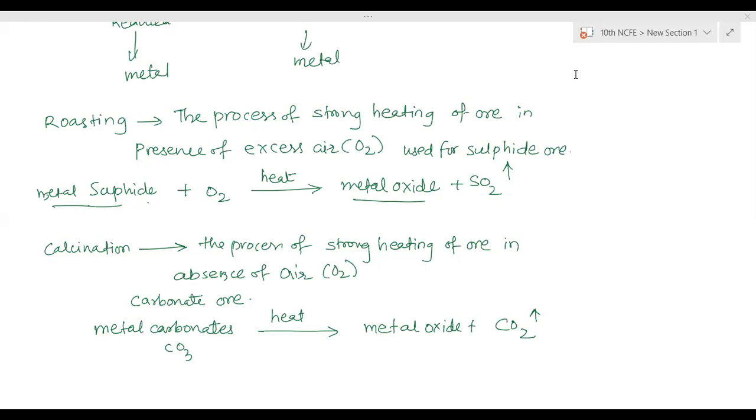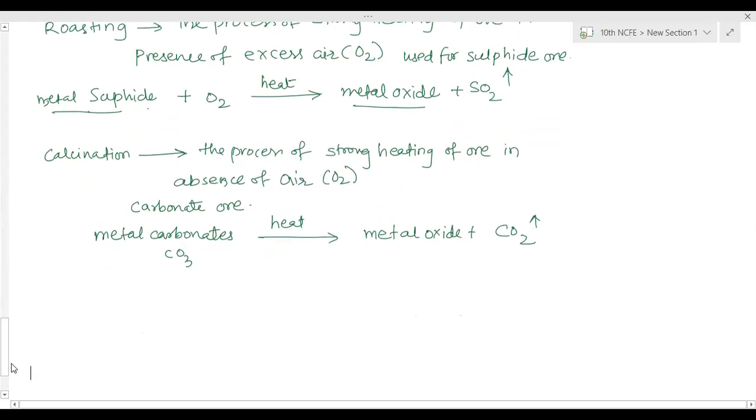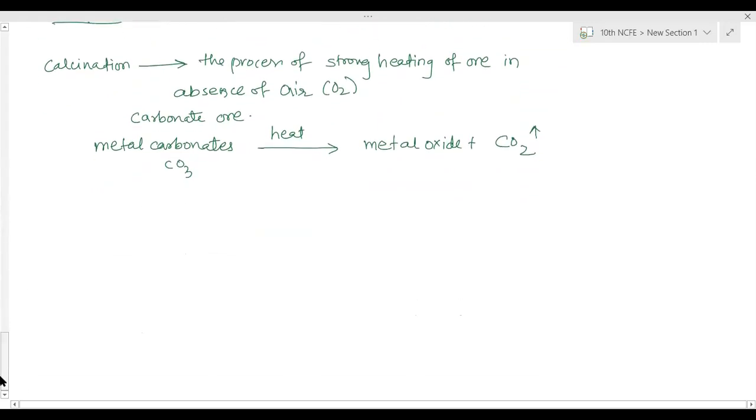Okay, so one by one we have to check some elements' extraction processes. According to the reactivity series, the metals have been divided into three categories. The first one is lower reactive elements.